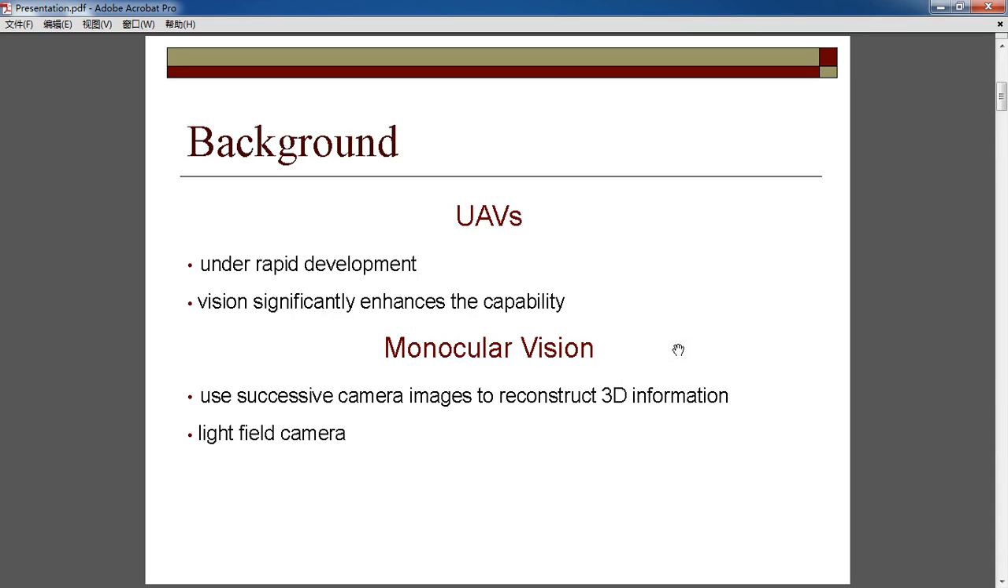When it comes to monocular vision, the approaches can be roughly divided into two groups. The basic idea behind the first group is to use successive camera images to reconstruct 3D information, thereby determining depth information. In binocular vision, two images that are taken simultaneously at distinct locations are used to estimate depth. In the case of monocular vision, differences between successive images from a single camera are used.